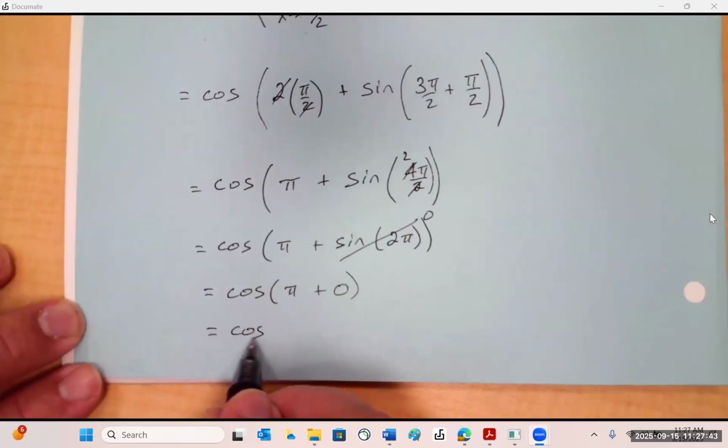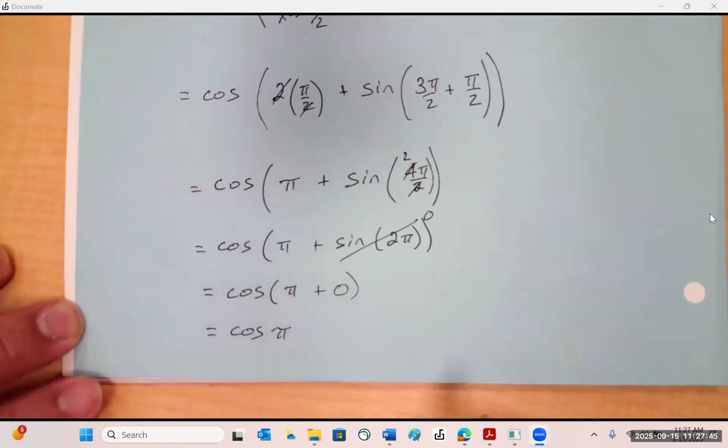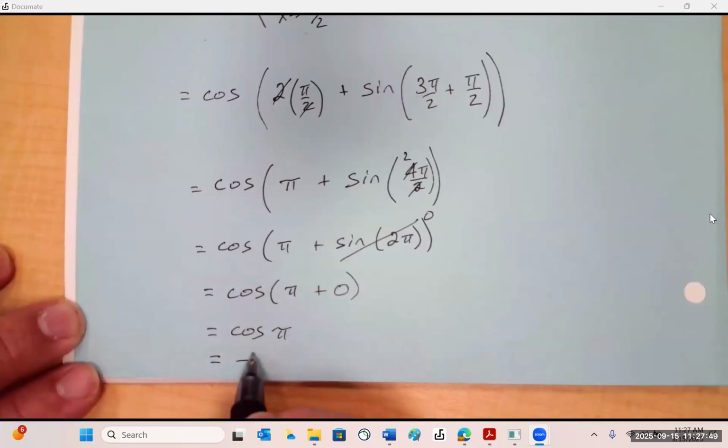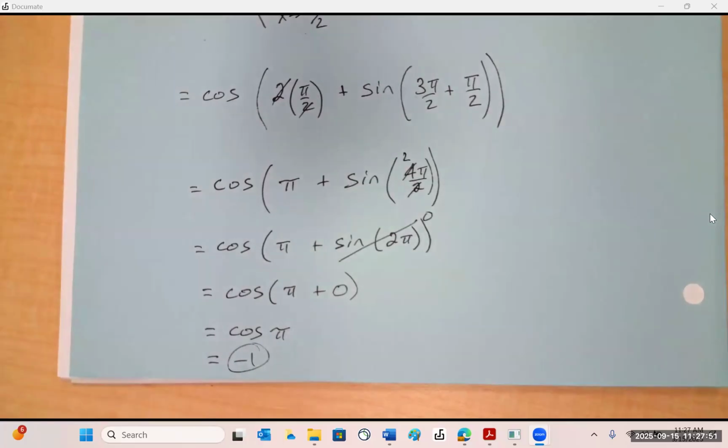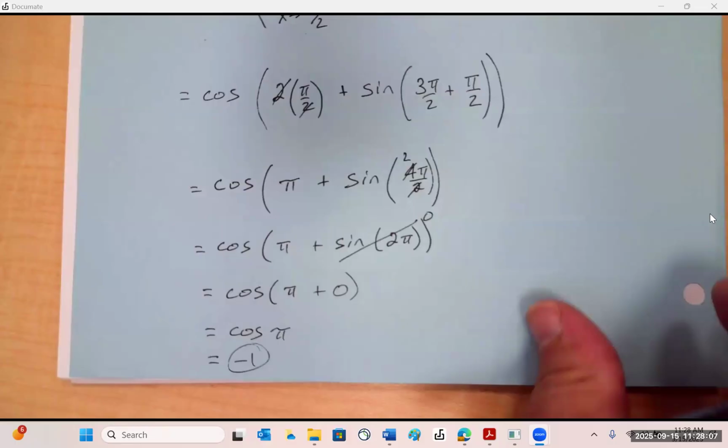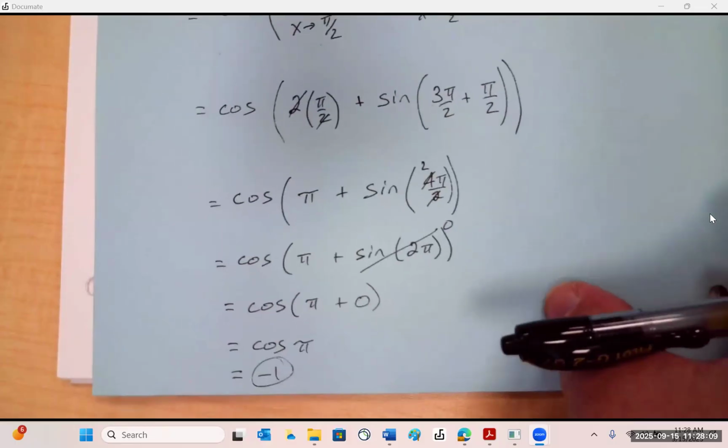So the cosine of pi equals -1. There's your answer. So that's how you work it out. You have to remember what the theorem 1 rules were: the sum, the difference, the product, the quotient, the constant multiple. Make sense? Let's try a couple more.